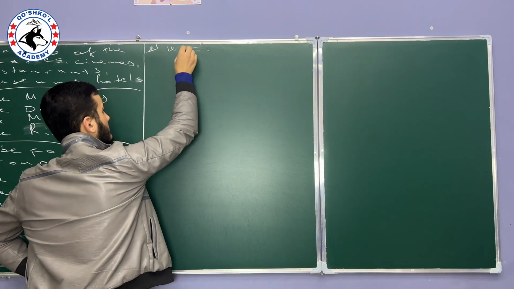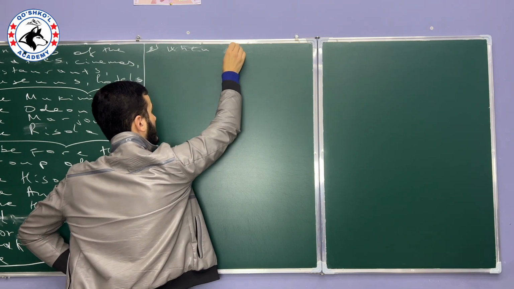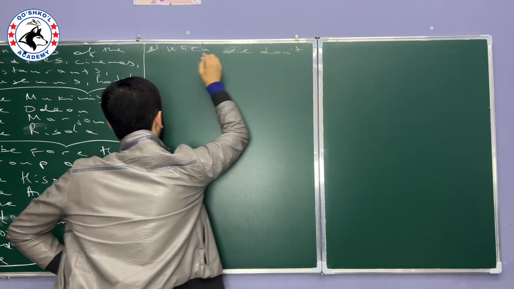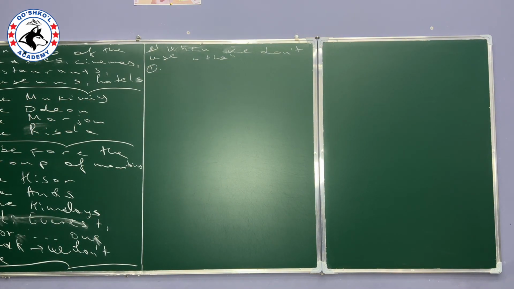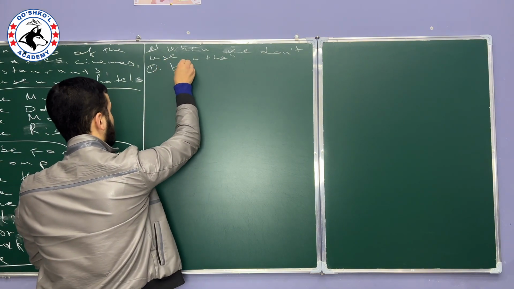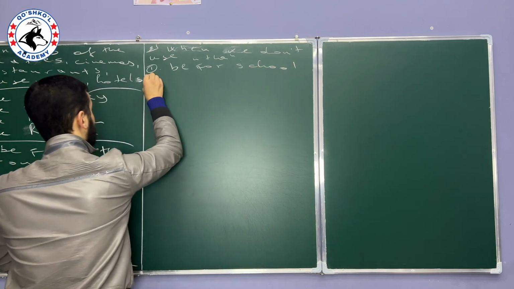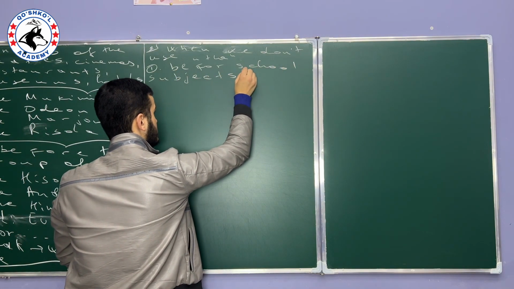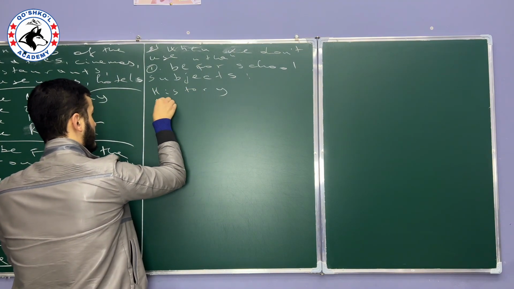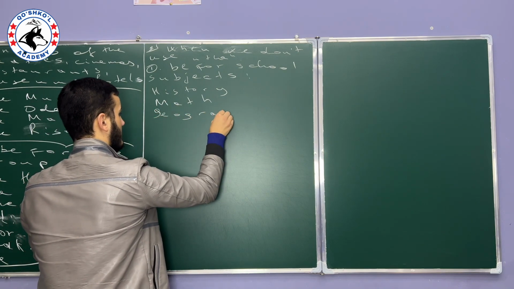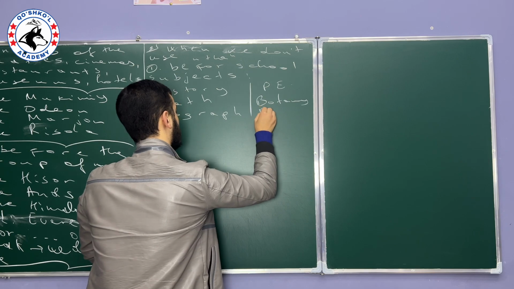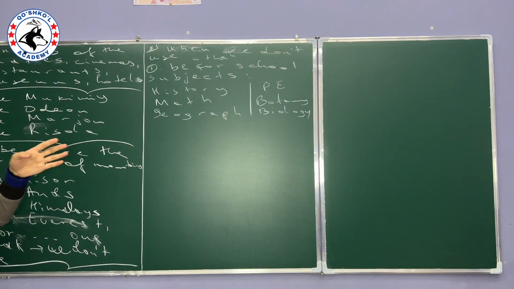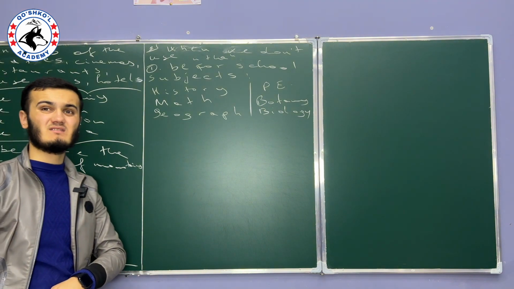So, when we don't use the. First of all, before school subjects and sports activities, yeah? School subjects like history, math, geography, PE, botany, biology, English, Russian, and so on. PE, physical education, jismoniy tarbiya.